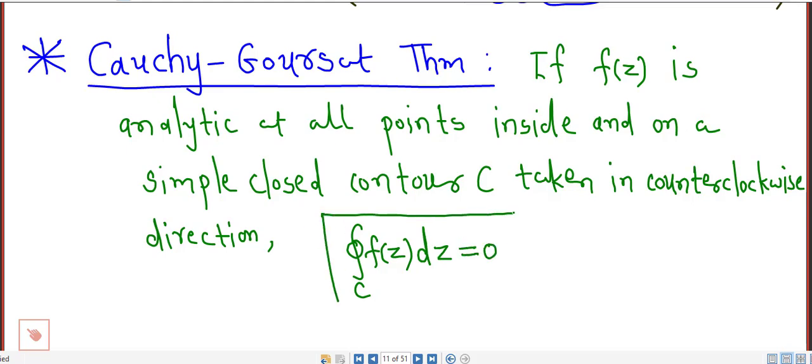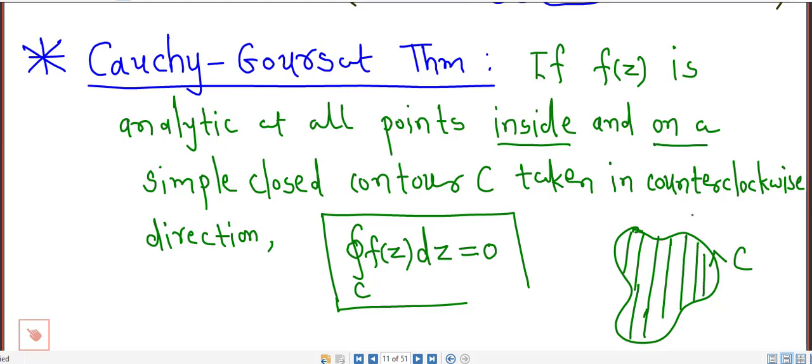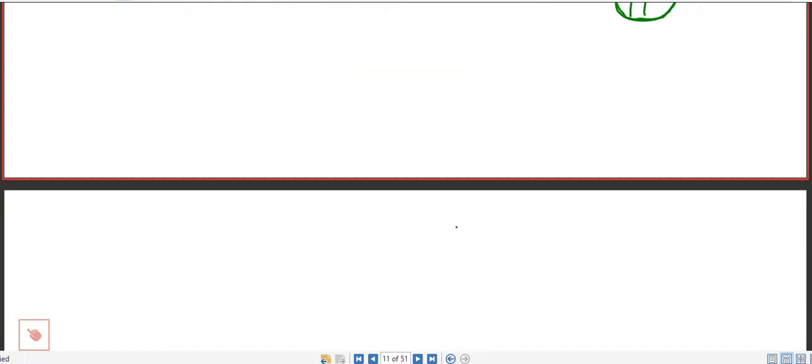So this is a very important result. If function is analytic at all points inside some simple closed contour C and also on this simple closed contour C. Inside means function must be analytic at all points inside the given simple closed contour, and on means it must be analytic on the boundary of the simple closed contour. So if function is analytic at all points inside as well as on the boundary, then integral of that complex function over that simple closed contour is always 0.